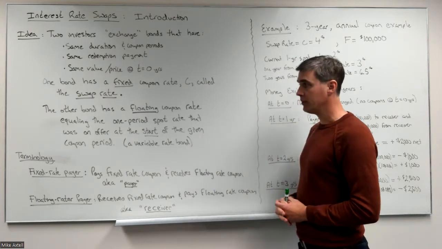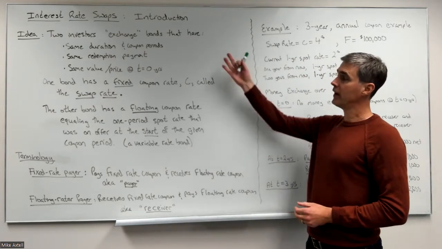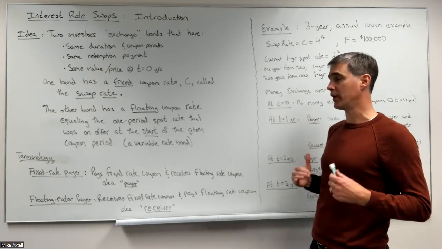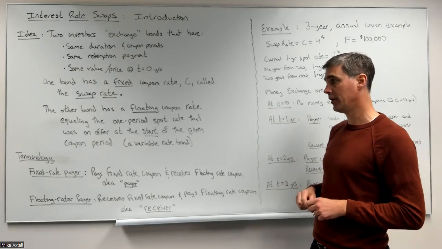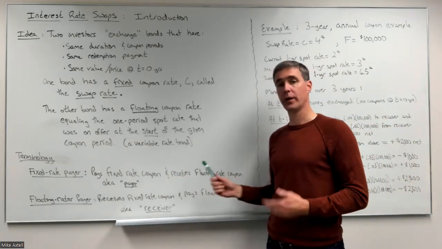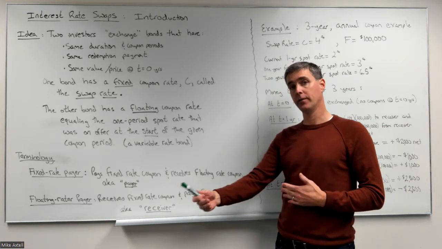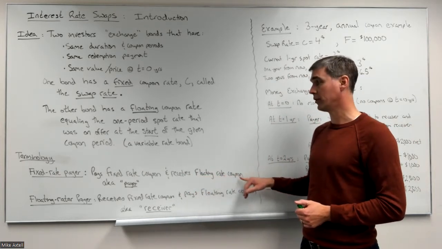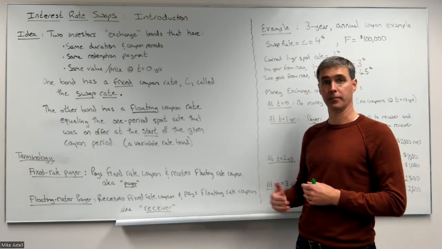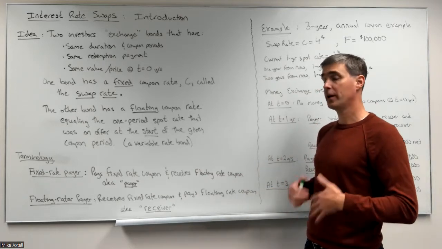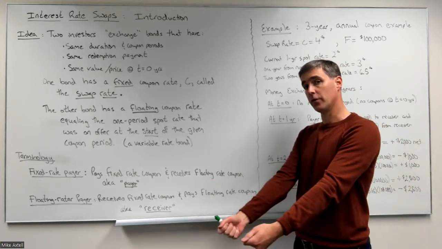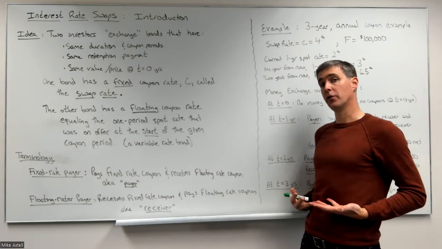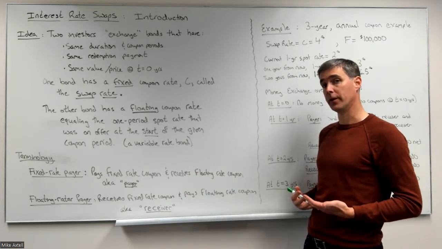All right, so terminology. The investor who has the fixed rate bond is called the fixed rate payer. They are going to pay the fixed rate coupon to the other party, and the other party will send them back the floating rate coupon at the end of each period, right? So the fixed rate payer pays over the fixed rate coupon at the end of each coupon period and receives the floating rate coupon at the end of each coupon period, right?